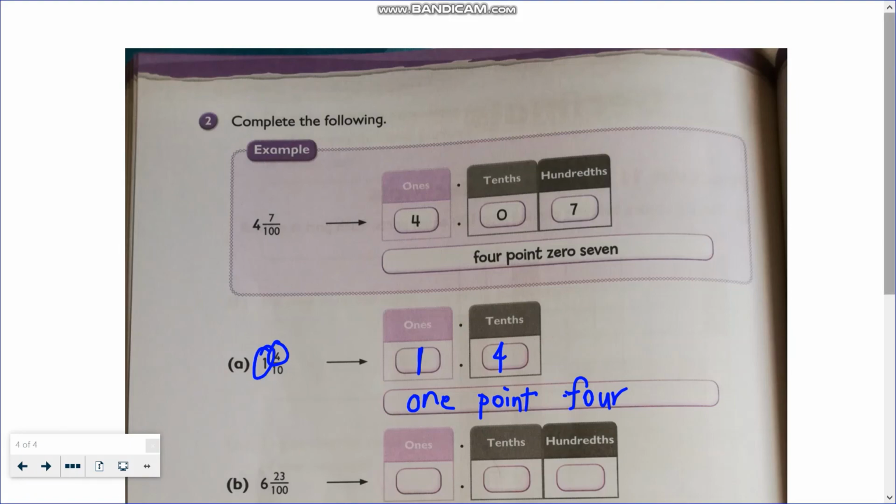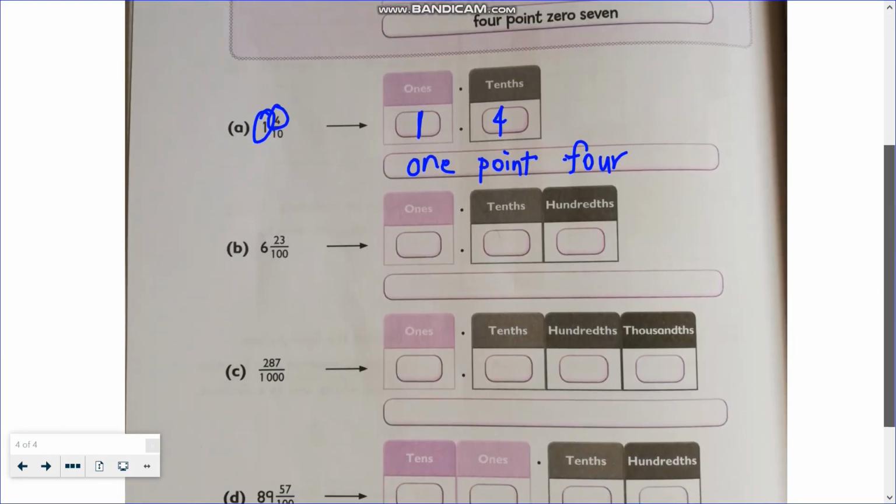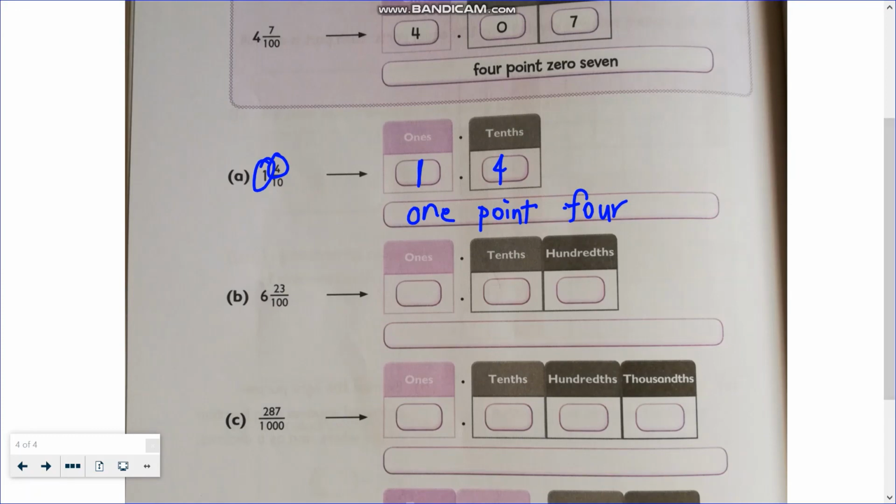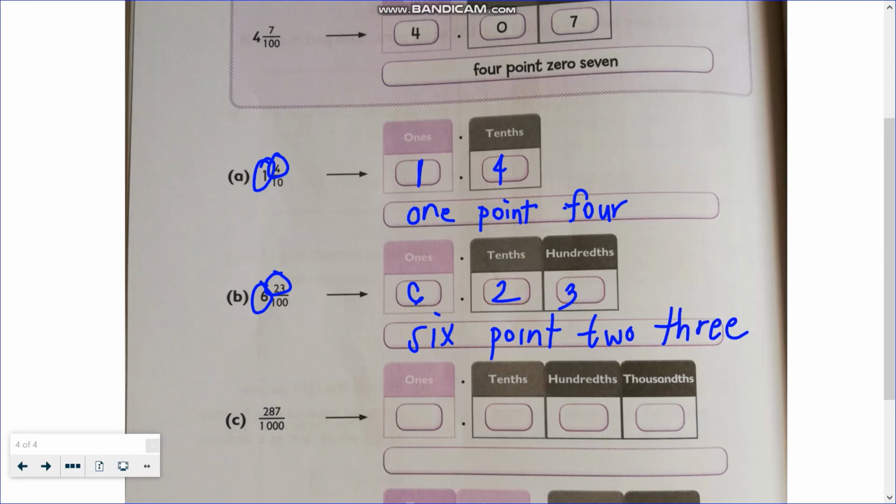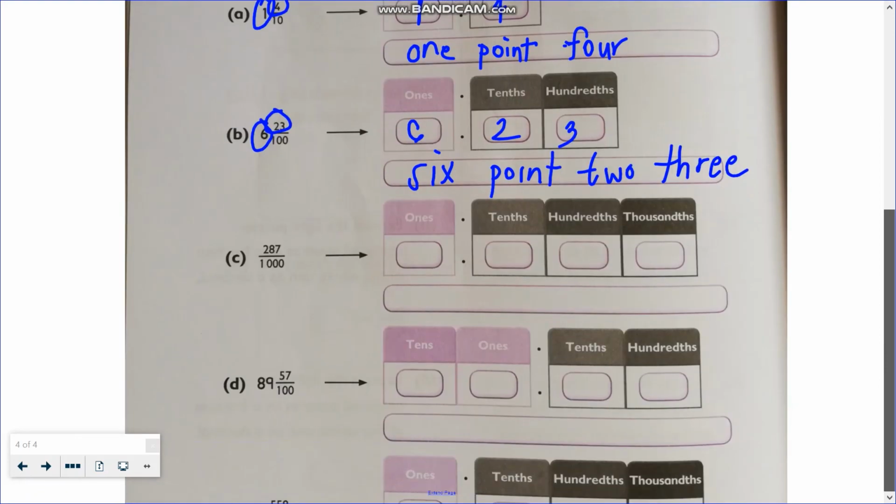Okay, let's go to letter B. So we have 6 and 23 hundredths. So again, let's get first the whole number, which is 6. And then let's get the numerator, which is 23. So we have 6.23. Just write the numbers, okay? So kindly do the same for letter C and letter D.